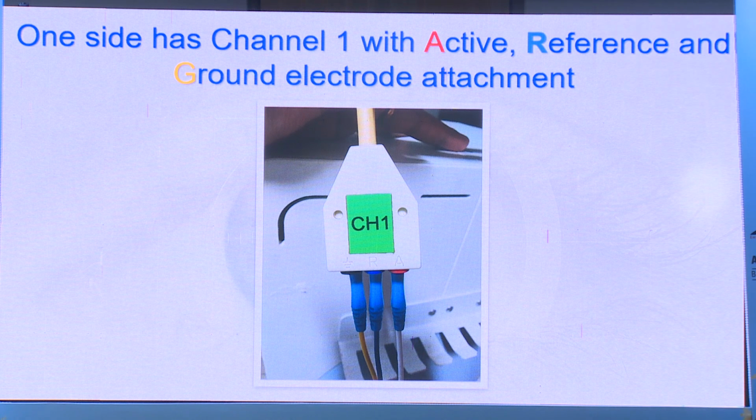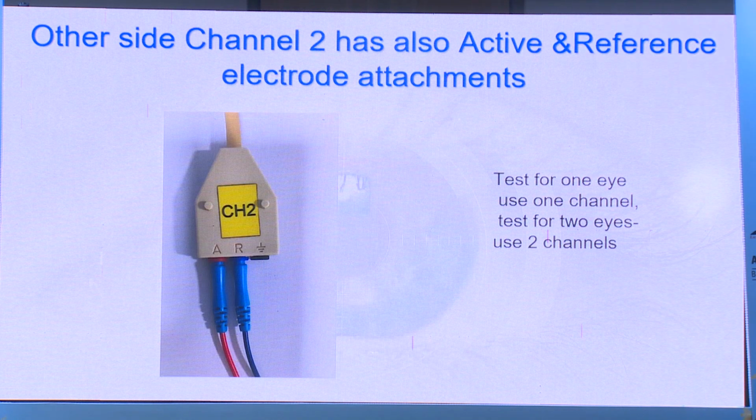There are two types of channel: channel 1 and channel 2. Now, if we are testing for one eye, then we use one channel, and if we are testing for two eyes, we usually have the two channel adapters.